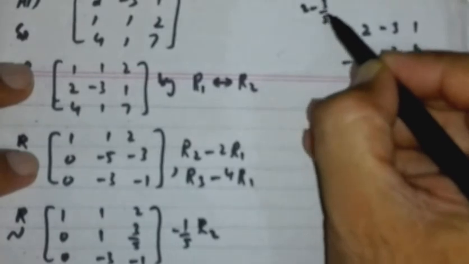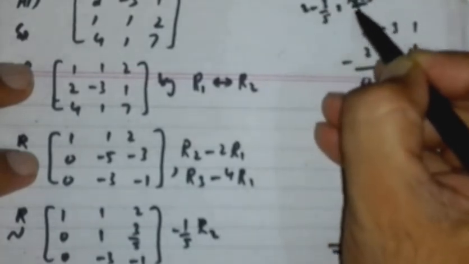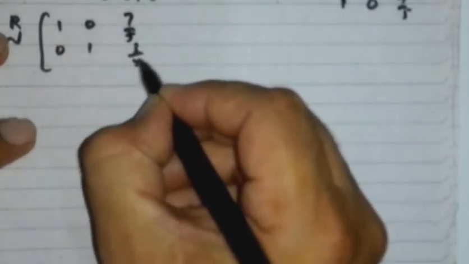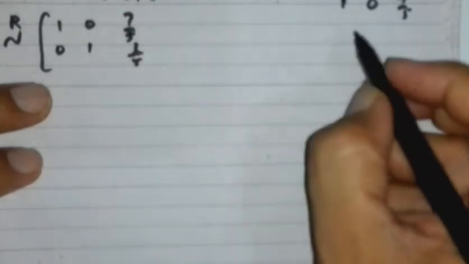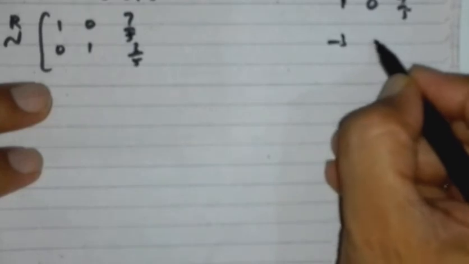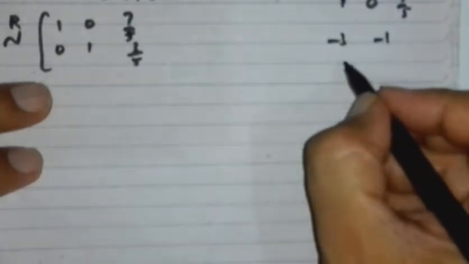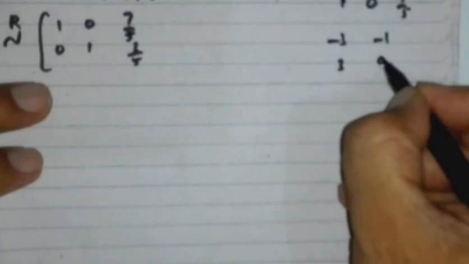Look here, 2 minus 3 over 5, 2 fives are 10, 10 minus 3 over 5, we get 7 over 5. So we can write it as 1 0 7 over 5. Write it in its place, 0 1 3 over 5, and multiply this row second with 3 and add it with the third row, which is minus 3 minus 1. So here 3 ones are 3, and here we get 9 over 5.